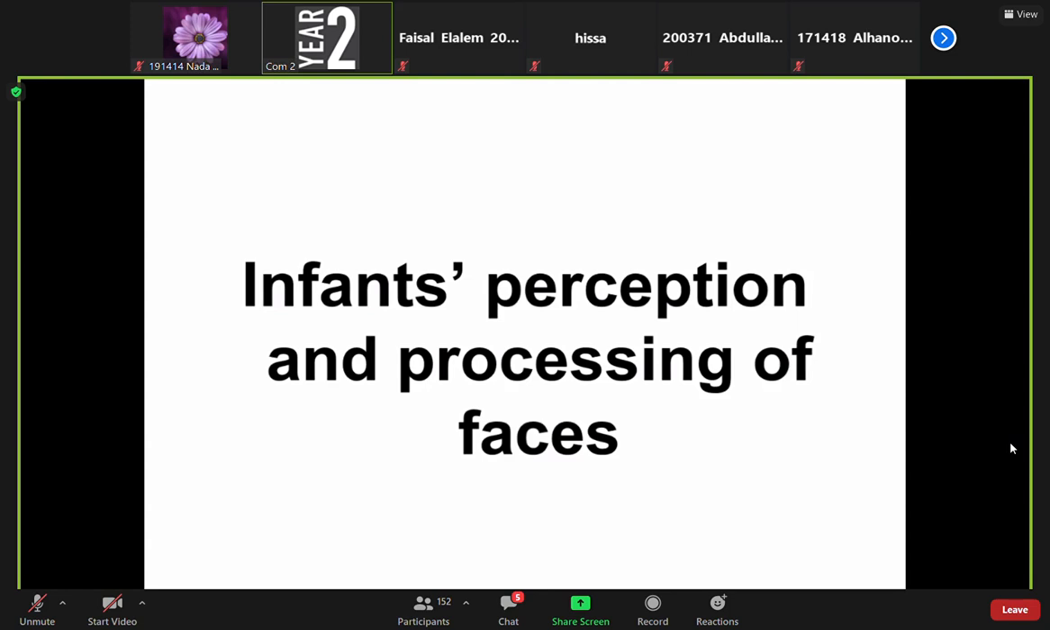So the processing of faces is the beginning of any kind of social interaction. Would you agree or not? When you start to interact, the first thing that you look at is what's in a person's face. Yes, the eyes, because that's the thing that attracts you the most, not because it's attractive or not, but because that's what catches your attention.